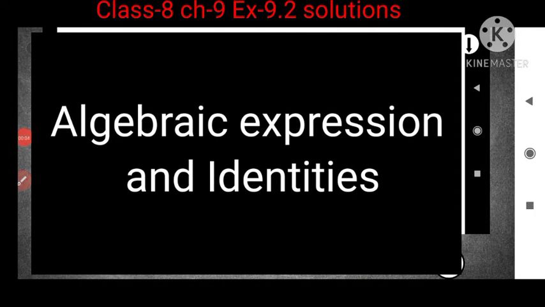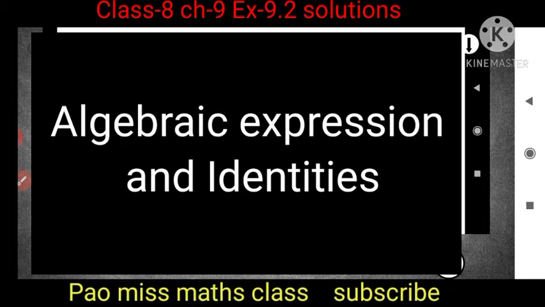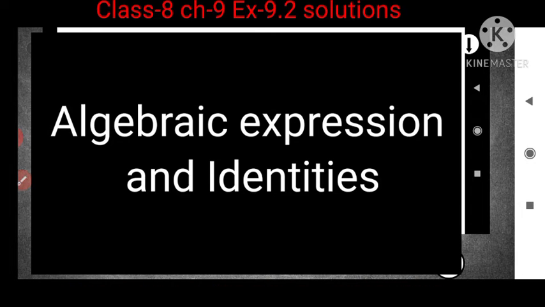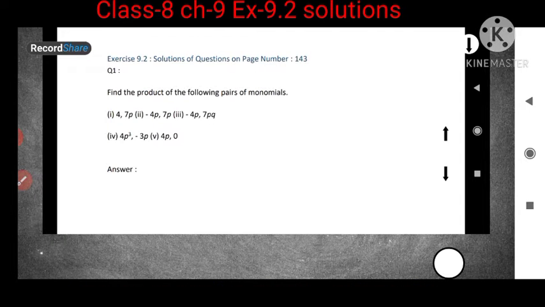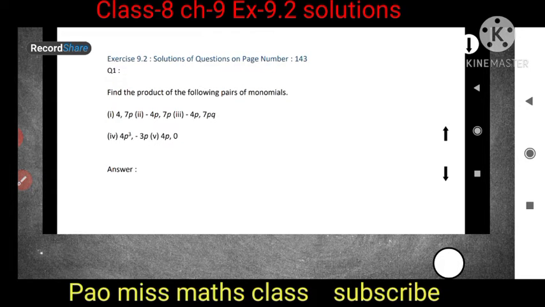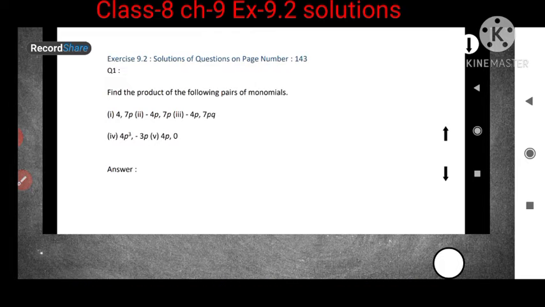Today in this video I will cover class 8 maths chapter number 9, algebraic expression and its identity. We have already done the introduction and exercise 9.1, so today we will cover exercise 9.2. Question number 1: find the product of the following pairs of monomials.